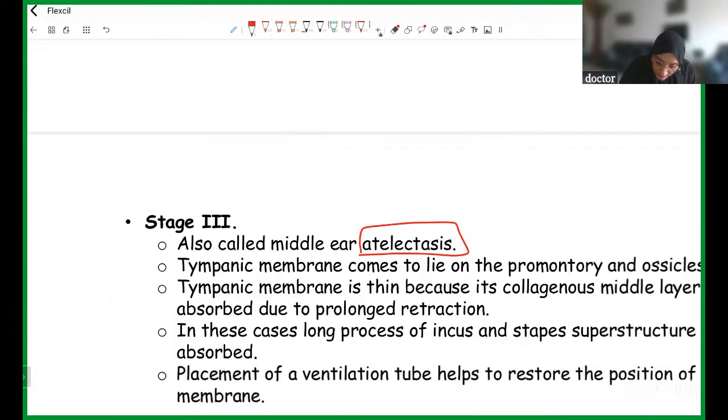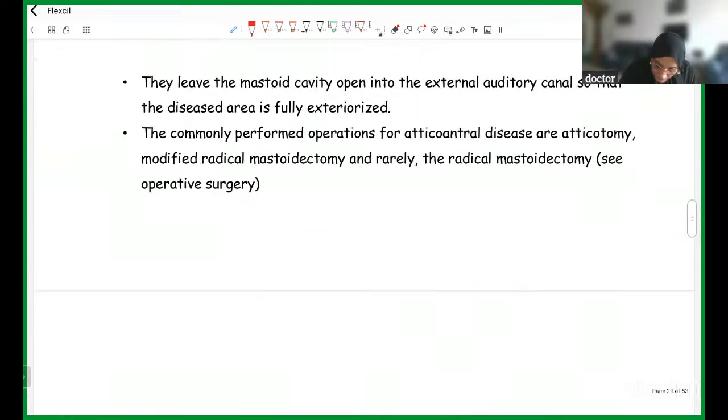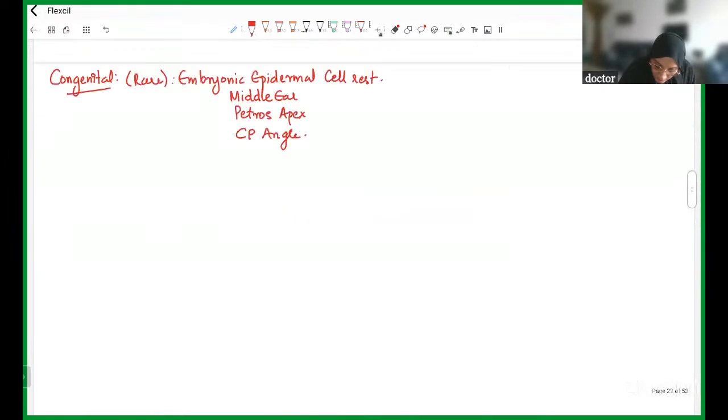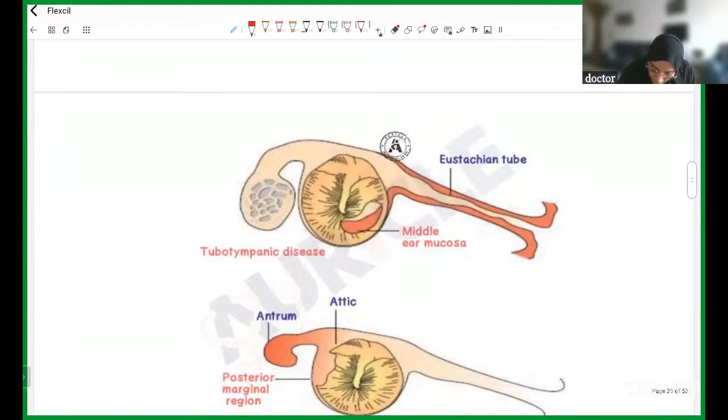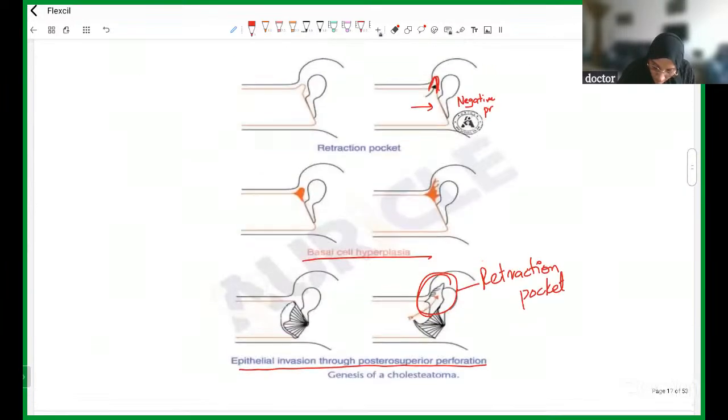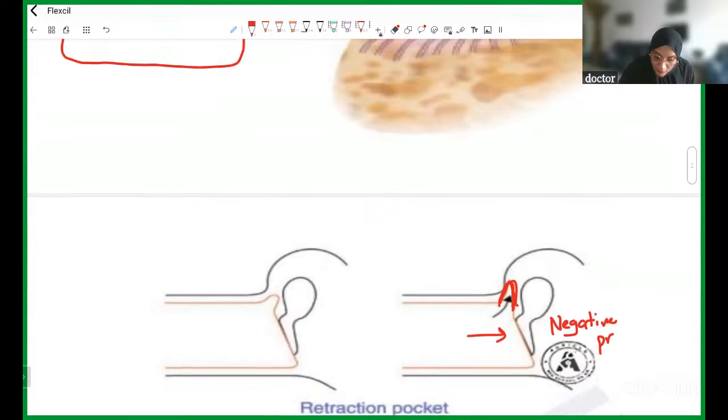Okay, so I'll go to this diagram. Let's take this diagram as a retraction pocket. Now in type 1, what will happen? This is type 1 retraction pocket, where the tympanic membrane is retracted, but it is not in contact with the incus. Whereas in type 2, it will get in contact with the incus. In type 3, it will slowly lie on the promontory and the ossicles.